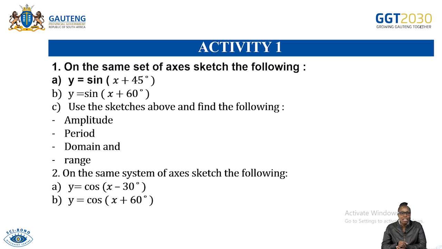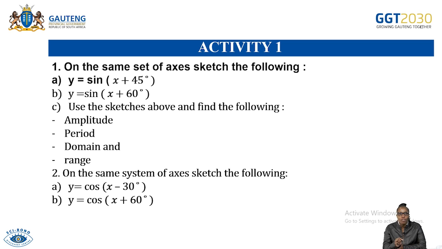And now, after plotting that, you use the sketches above and find the amplitude of the graph. Remember, I said your amplitude is the height of the graph, which is determined by the point from the origin of the graph upwards to the maximum of the graph, or from the origin of the graph downwards to the minimum of the graph. That tells you the amplitude of the graph. And you can see that will be on the vertical movement of the graph. As your graph is moving up, it gives you the amplitude, or moving down, it gives you the amplitude.